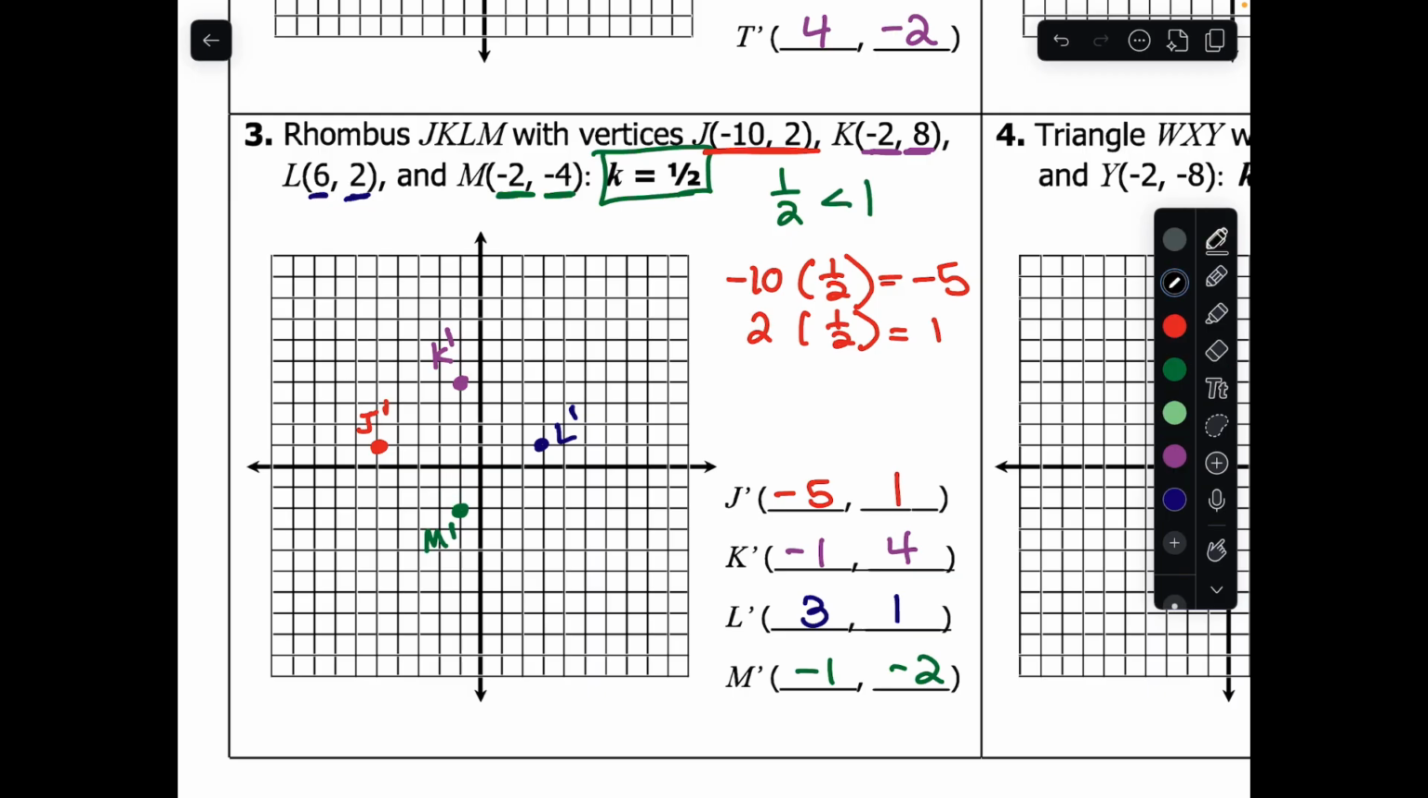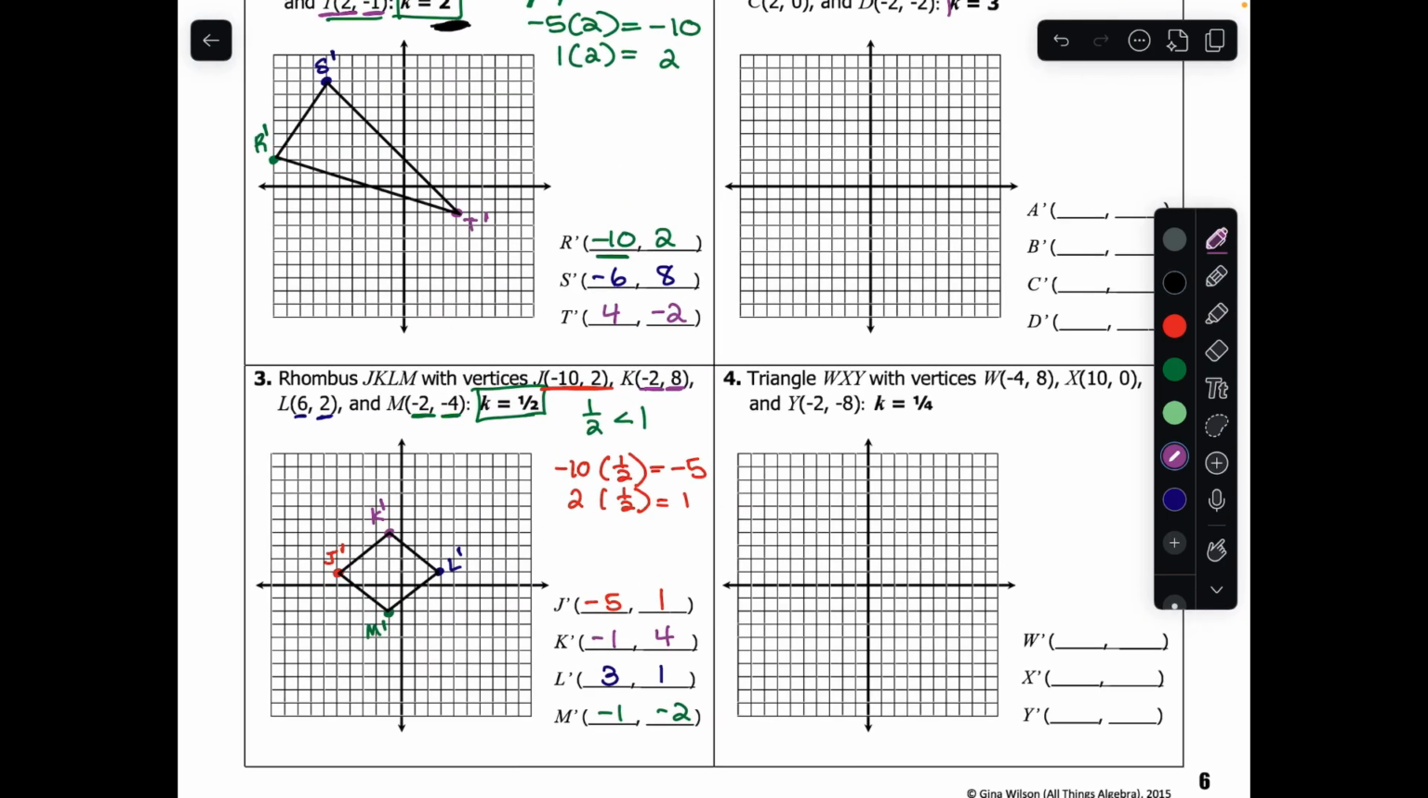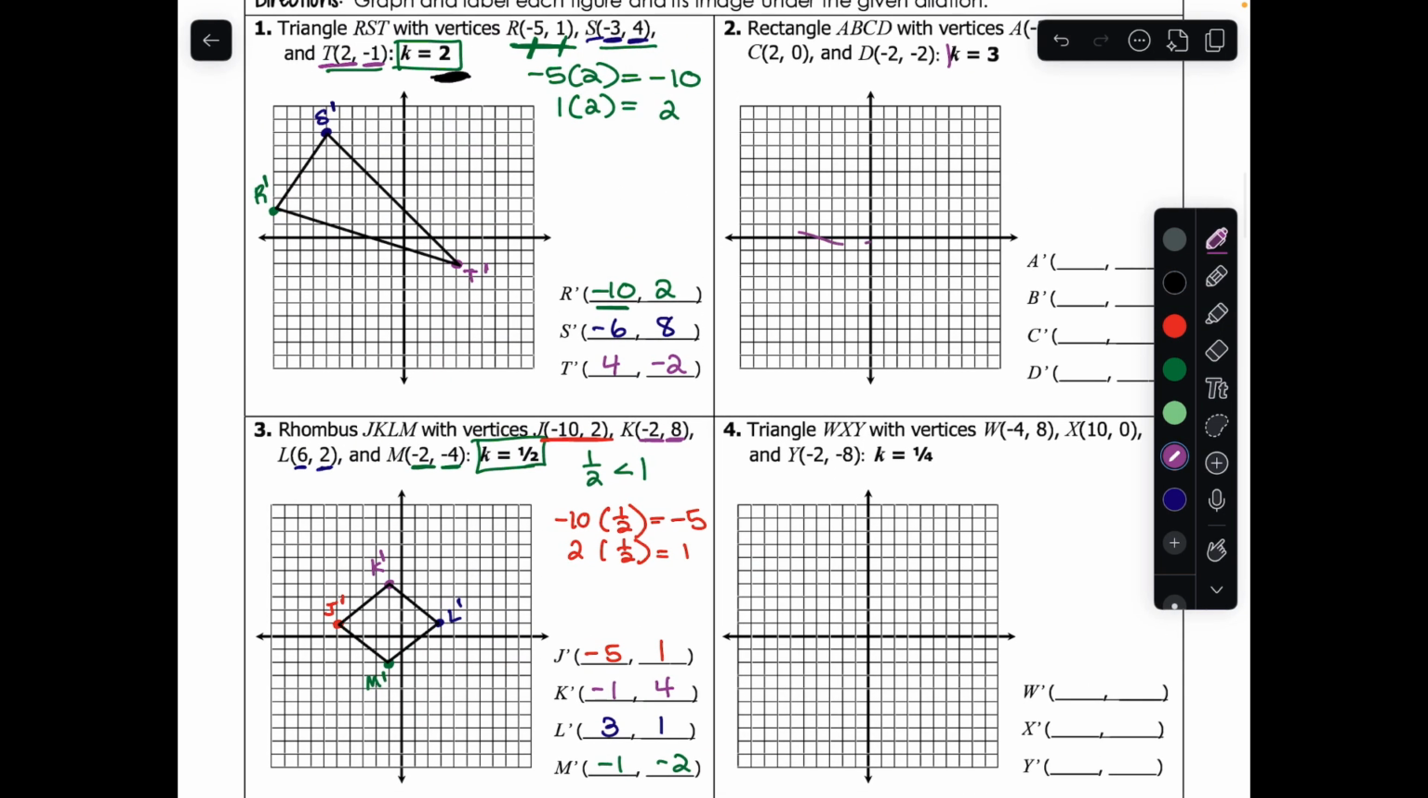This is our dilated rhombus. It got half as big as it originally was, so the scale factor made it smaller. Pause this video and try number 2 and number 4 on your own, and you can check with the answer key posted in modules.